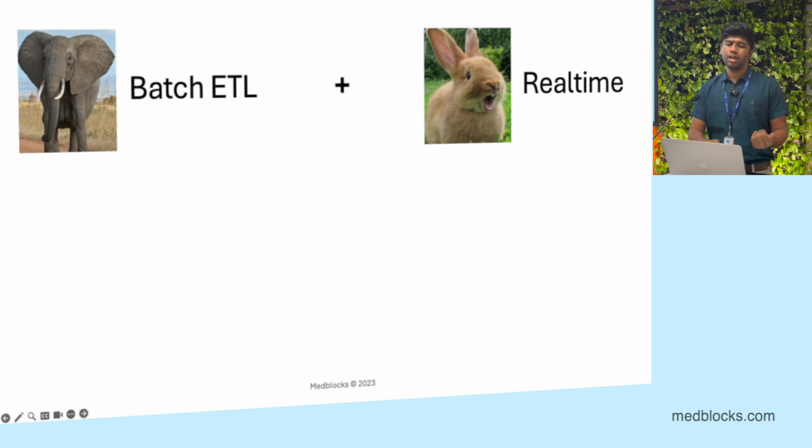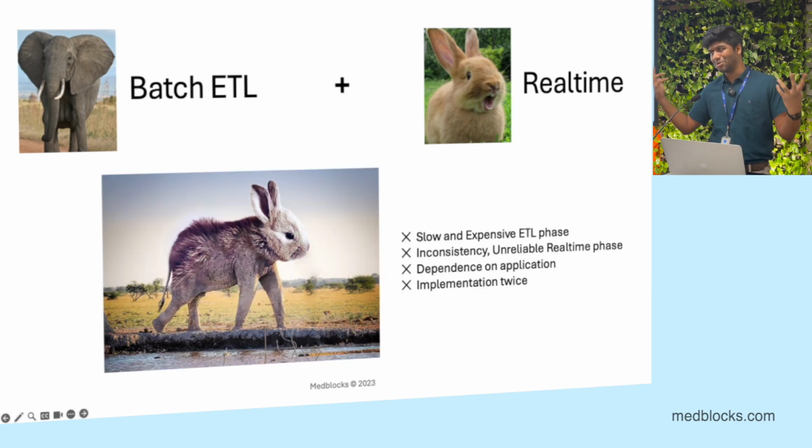Initially what we used to do was batch ETL to start off with. When we started a project and there was a lot of legacy data, we did batch ETL to move that, and then we would start the real-time as soon as that legacy part was done, right? But this came with its own set of challenges. First, the ETL process was slow and expensive. You have to write code separately for that. Then the real-time phase was unreliable and inconsistent, and you had the dependency on this application, and the implementation also happened twice. You write code separately for the batch ETL, and you write code separately for the real-time aspect.